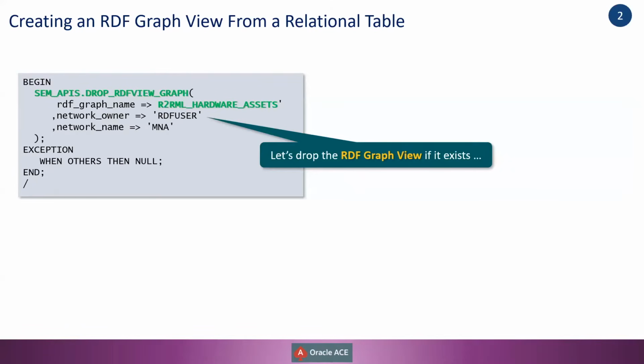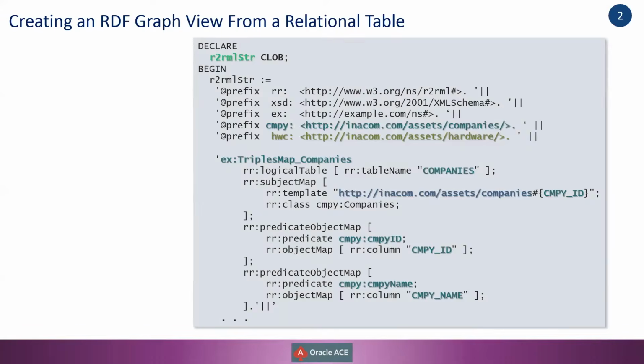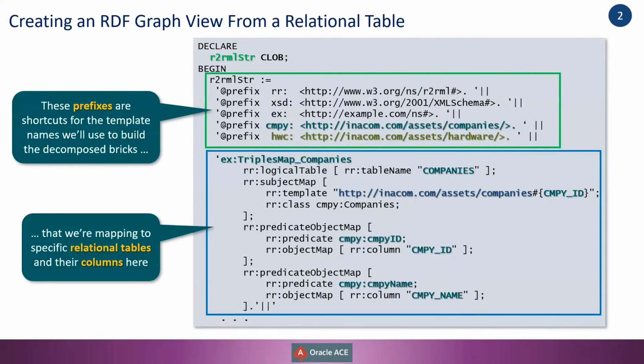Let's move on to step 2. I'm going to drop and then create a new RDF graph. Why am I dropping it first? It might exist. I'm sorry, I'm a little anal retentive. I'm a DBA. I always guess the object might exist first. So what I'm going to describe here is a really long string.